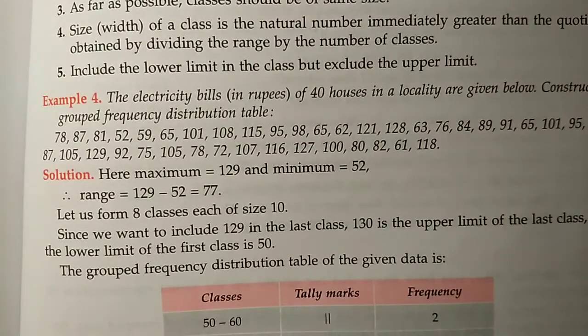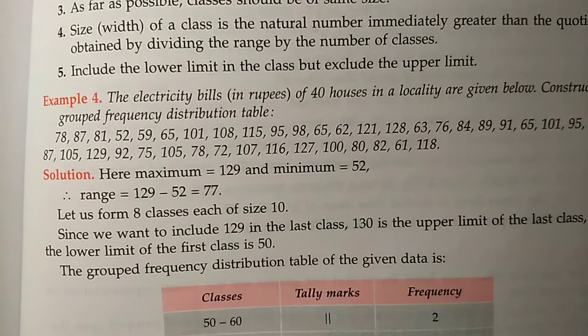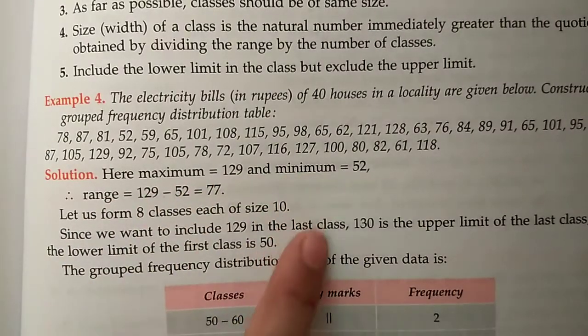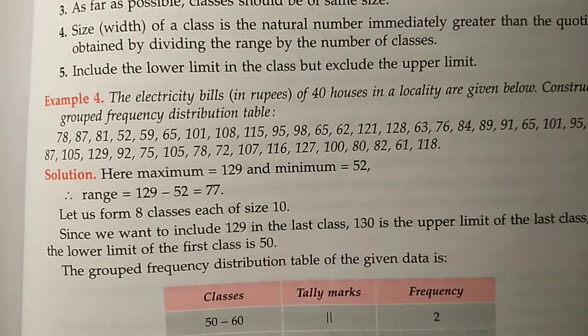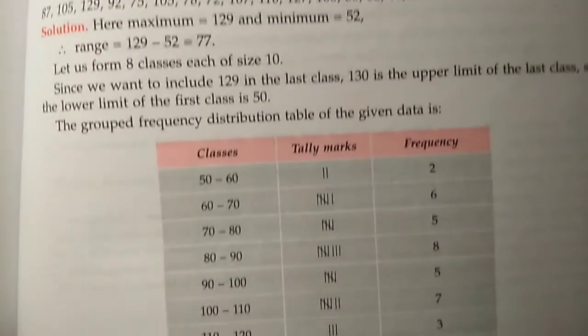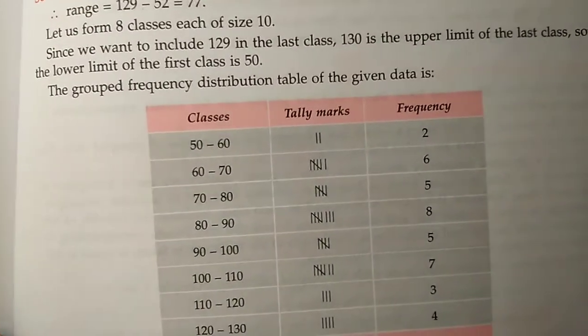In example number 4, it is given the electricity bill in rupees of 40 houses in a locality. Construct a group frequency distribution table. So here the bills of 40 houses are given in rupees and we have to construct a frequency table. You can see they have already made one table.